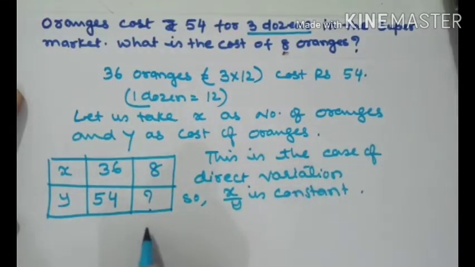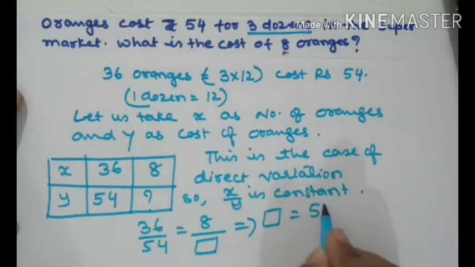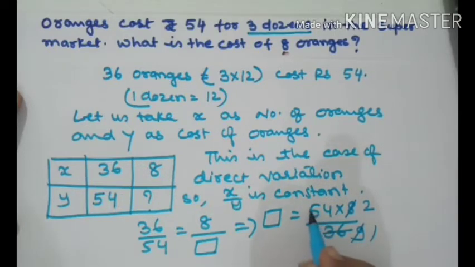Now what shall we do? 36 by 54 must be equal to 8 by your unknown number. This means your unknown number will come out when you multiply 54 by 8 and divide it by 36. Now see here. 4 2s are 8 and 4 9s are 36. Now 9 1s are 9 and 9 6s are 54.